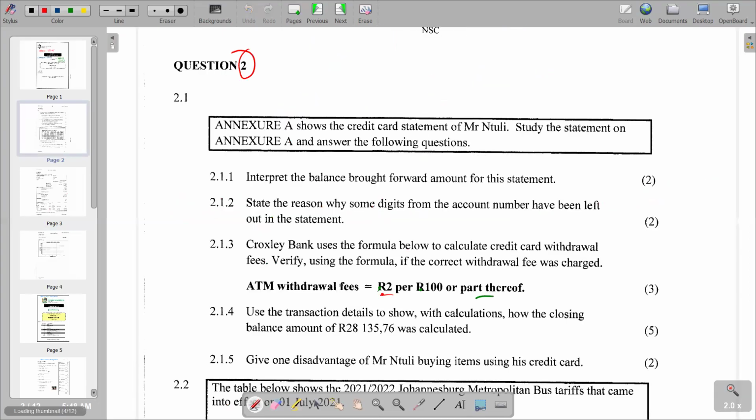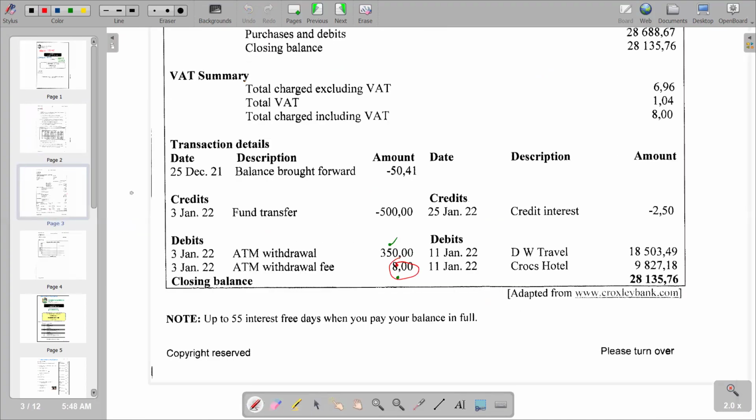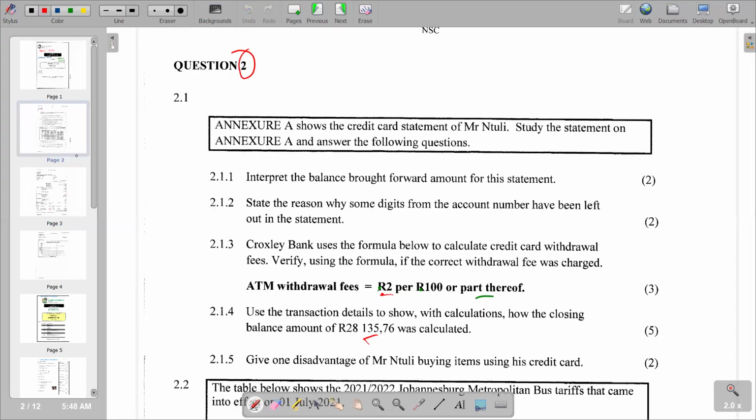So we go to the next part of our question, which is 2.1.4. Use the transaction details to show with calculations how the closing balance amounted to 28,135 rands 76 cents. So we just want to go to our calculations and try to prove as such. So we're going to our statements.